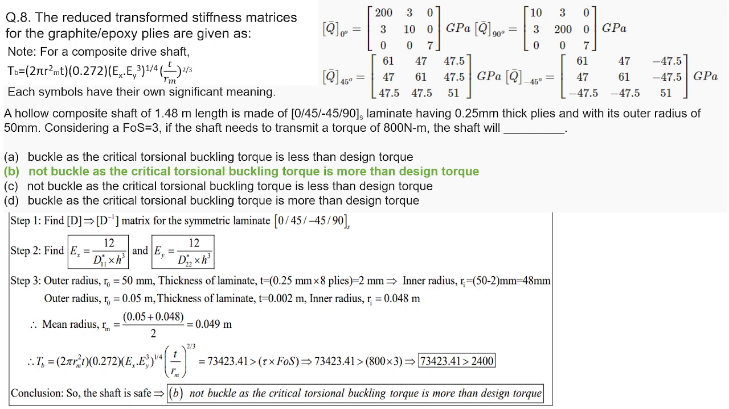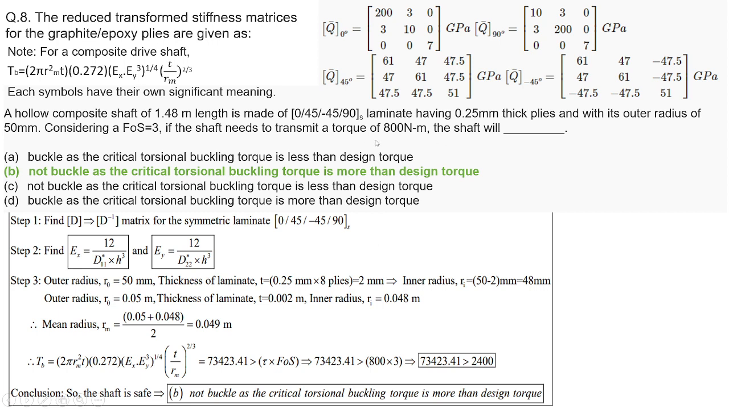The last question: the reduced transformed stiffness matrix for the graphite epoxy plies is given. For a composite drive shaft, the T_B formula is given, where each symbol has its own meaning. A hollow composite shaft of 1.48 meter length is made of a 0, 45, minus 45, 90 symmetric laminate having 0.25 mm thick plies and an outer radius of 50 mm. Considering a factor of safety equal to 3, if the shaft needs to transmit a torque of 80 Newton meter, then the shaft will be, and the options are given.